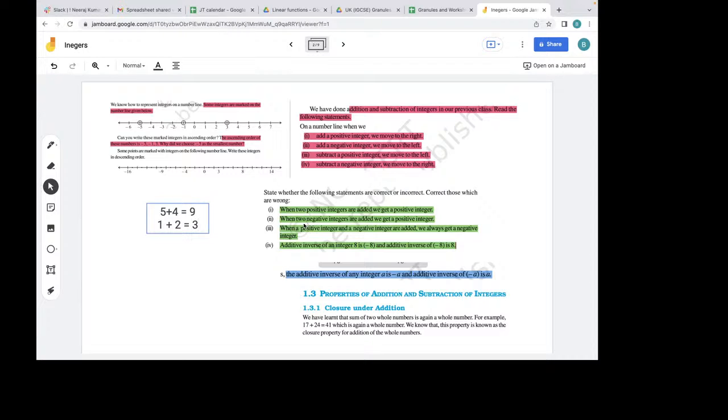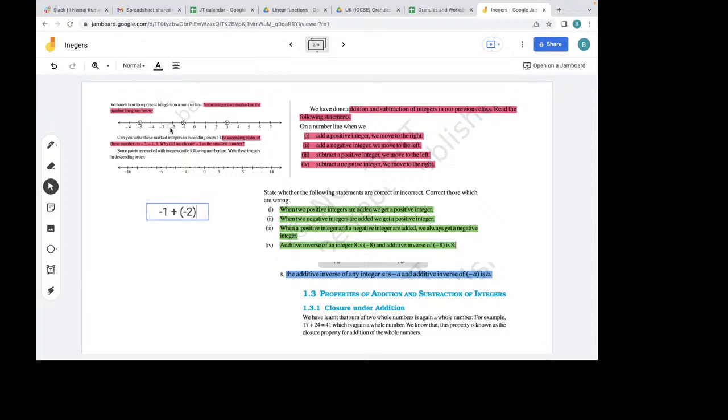Now let's figure out the next one, which is when two negative integers are added, we get a positive integer. All right, let's figure that out. When two negative integers are added, we get a positive integer. Okay, so let's try adding, let's say, add -2 to it.